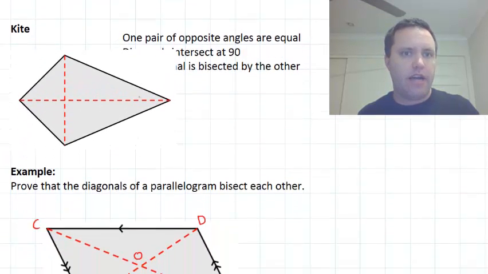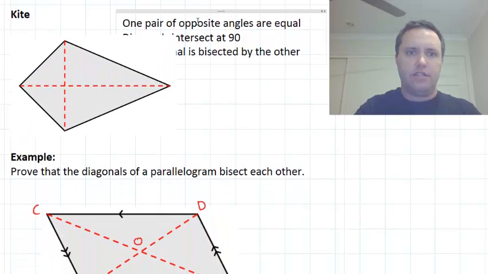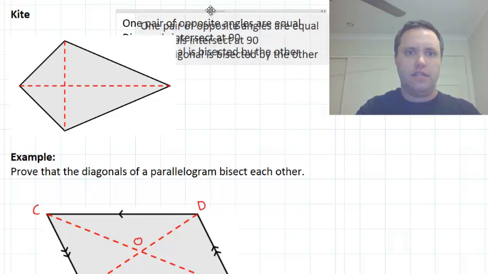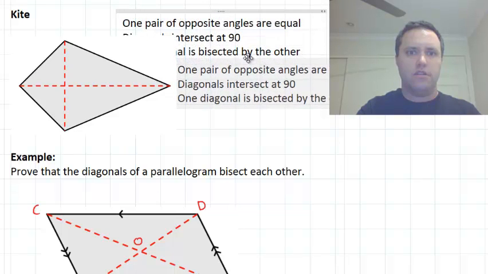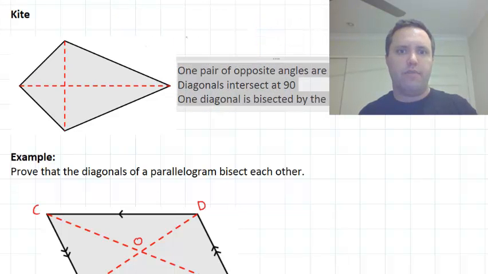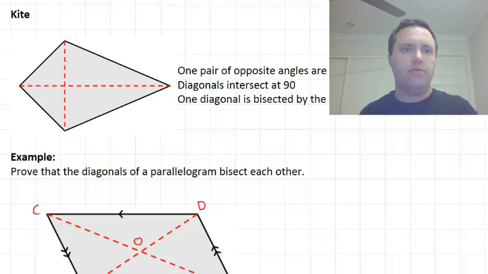And our kite, finally, let's just move this text out here for ourselves. So we've got that one pair of the opposite angles are equal. That is this one here and this one here. They're equivalent to each other, but the opposite ends aren't. The diagonals intersect at 90 degrees. Notice I said intersect there because they're not perfectly bisected, because only one of them is. So this diagonal here gets cut in half by the other one.